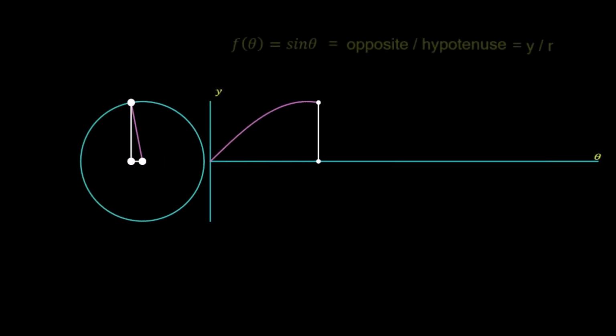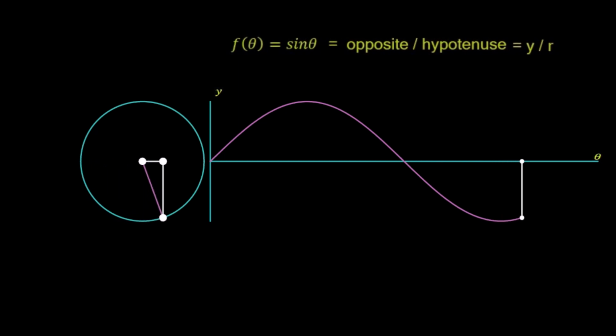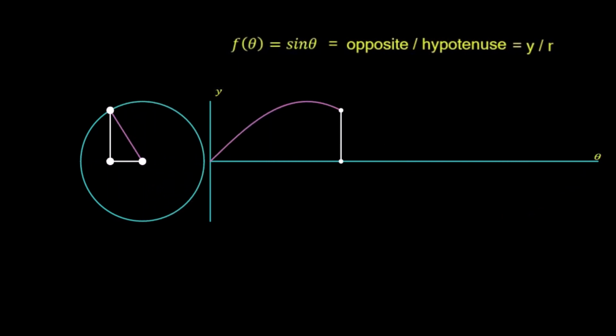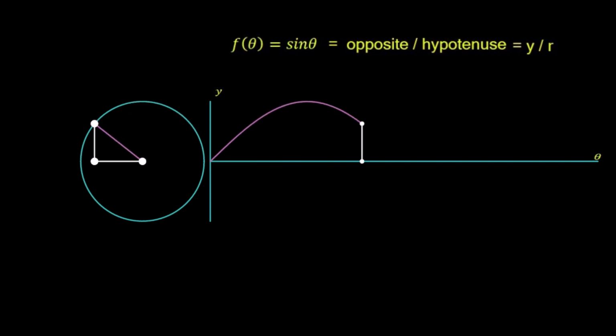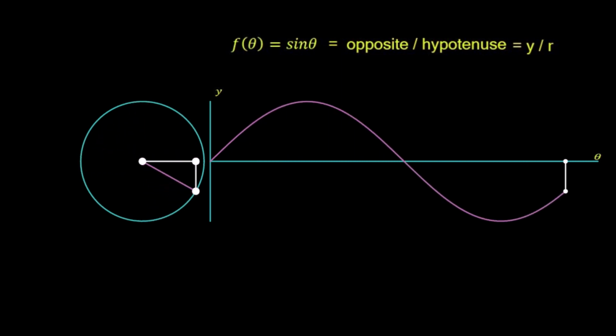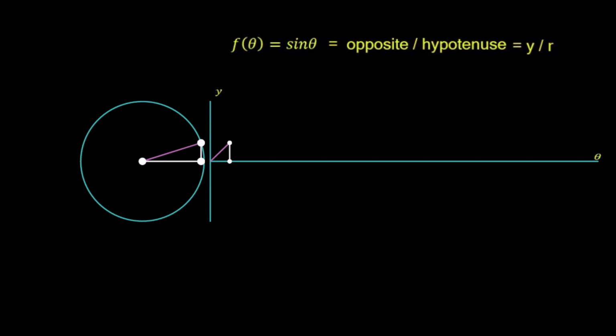We have generated the function f of theta is equal to sine theta, and this is given by the opposite over the hypotenuse, which is the y value over the r value for each of our angles theta. So let's move on in the next video and we'll look at the next function, which is the cosine function.